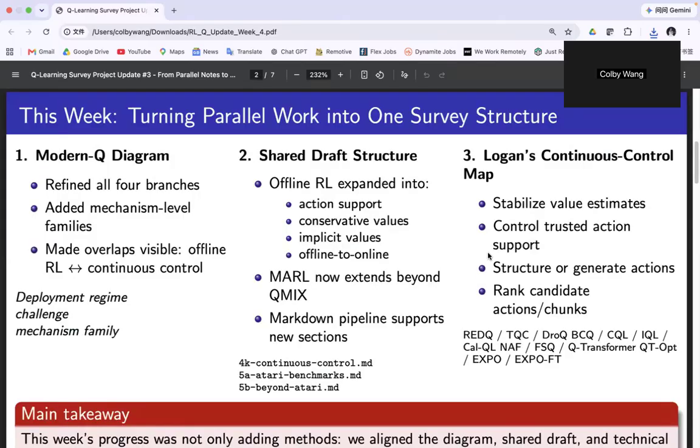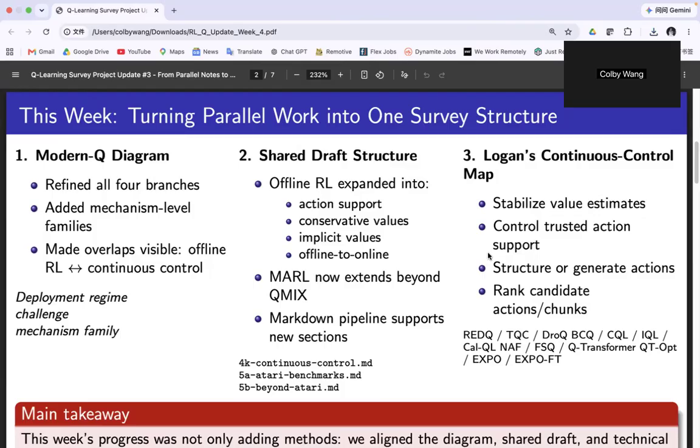This week was mainly an integration week. We had several useful pieces developing in parallel: offline IL nodes, multi-agent value decomposition work, benchmark analysis, and Logan's continuous control survey. The most important progress was making those pieces fit together rather than leaving them as isolated summaries.